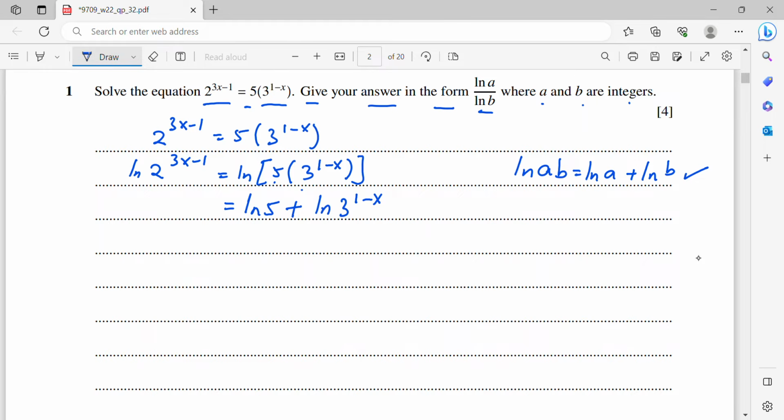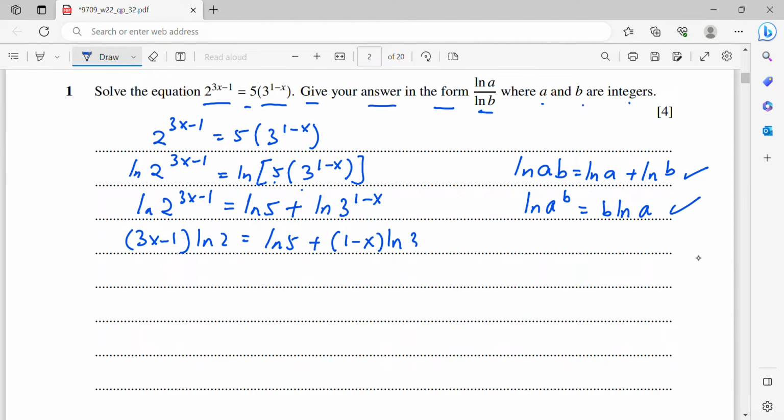Okay, so now we have another formula, which is ln A to the power of B equals B ln A. So for the left hand side, the power of 2, which is 3x minus 1, will be brought down according to the second ln formula here. So I will get (3x minus 1) times ln 2 equals ln 5 plus (1 minus x) multiplied by ln 3. So since the question asks for solving the equation, it means that we need to find the variable, which is our x here.